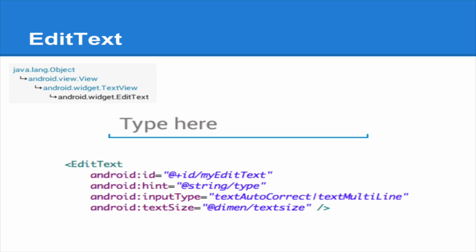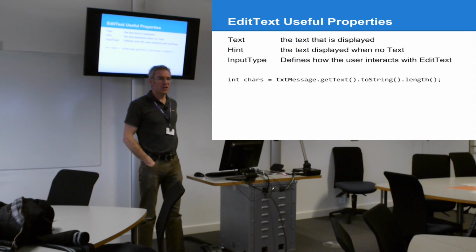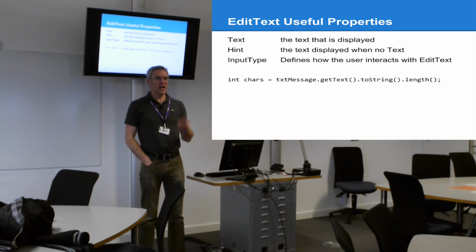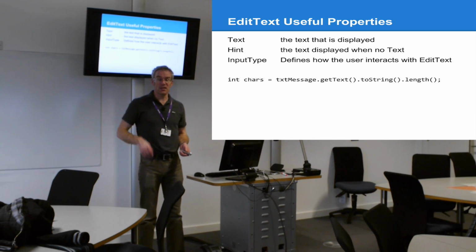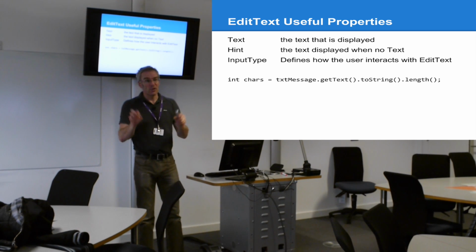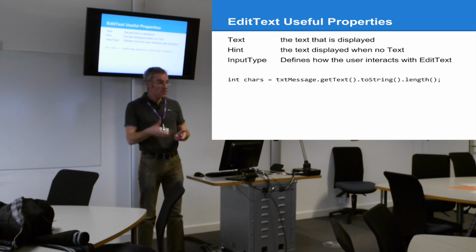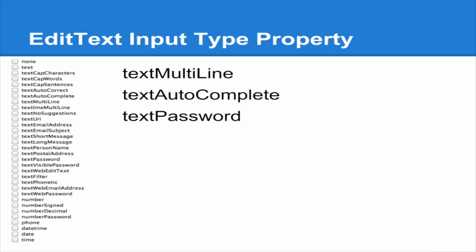Text size, autocorrect's quite cool. Okay, let's go through them. Text hints. You know, when there's no text in the edit text, you have a little sort of grey writing. That's useful. Input type. Input type is what keyboard you get. How do you interact with it? So input types, look at all those.